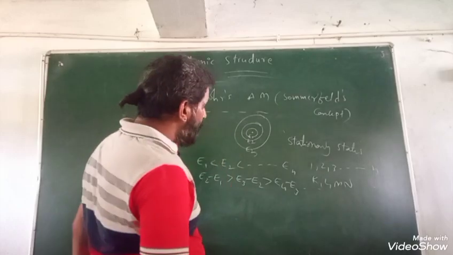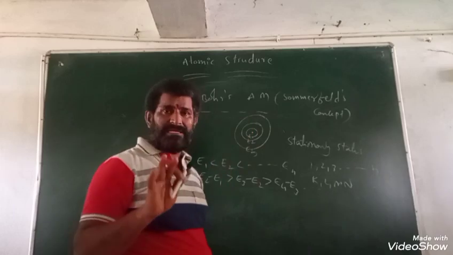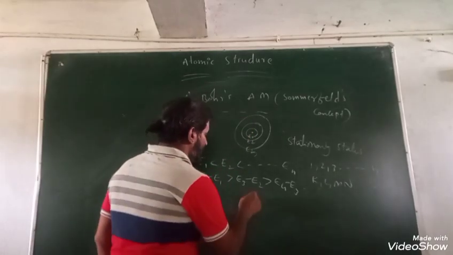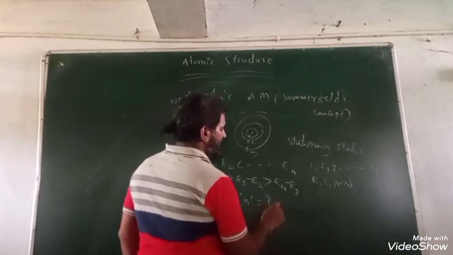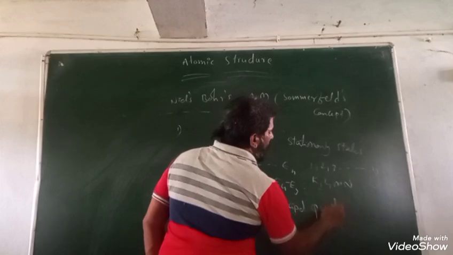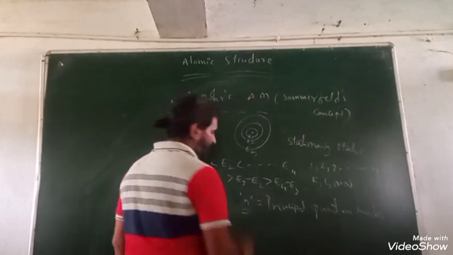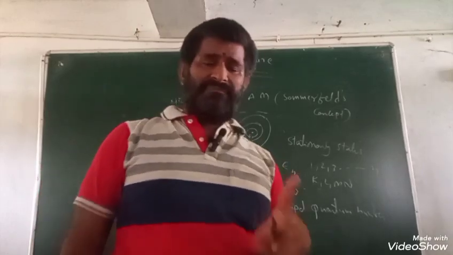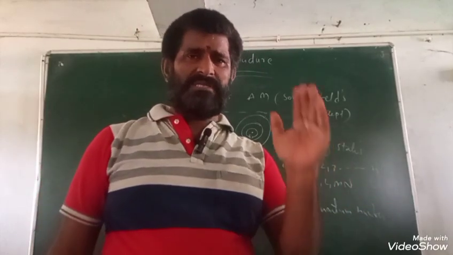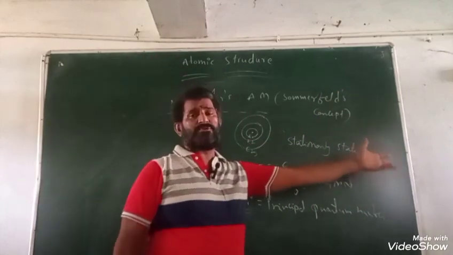Also he came to know that as long as the electron is present in the same orbit, energy remains constant. For the number of the orbit he used a term n. This n he called the principal quantum number. The nth orbit means a particular orbit. n is 1 means first orbit, 2 means second orbit, like that. So the value of n will be 1, 2, 3 and so on.